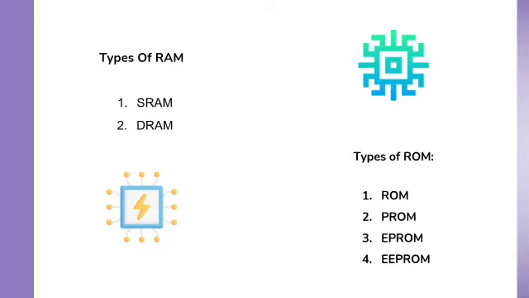ROM. ROM stores firmware, which is permanent software that is hardwired with the integrated circuit. The manufacturer fits a specifically designed ROM chip into a device during the building process. Types of ROM: read-only memory, PROM programmable read-only memory, EPROM erasable programmable read-only memory, and EEPROM electrically erasable programmable read-only memory.